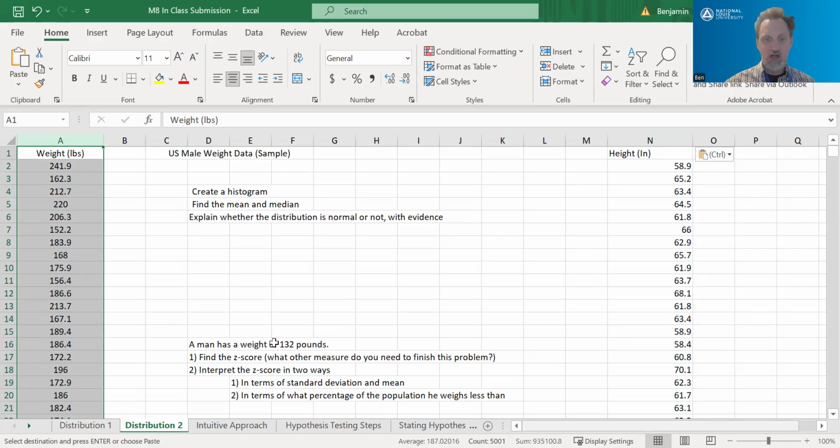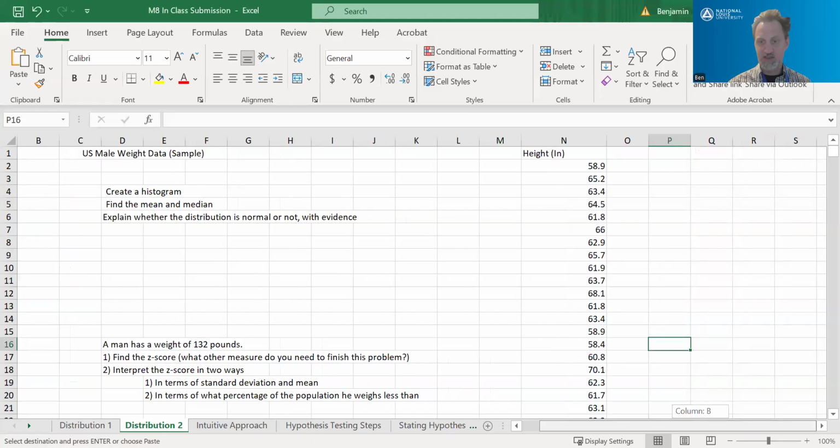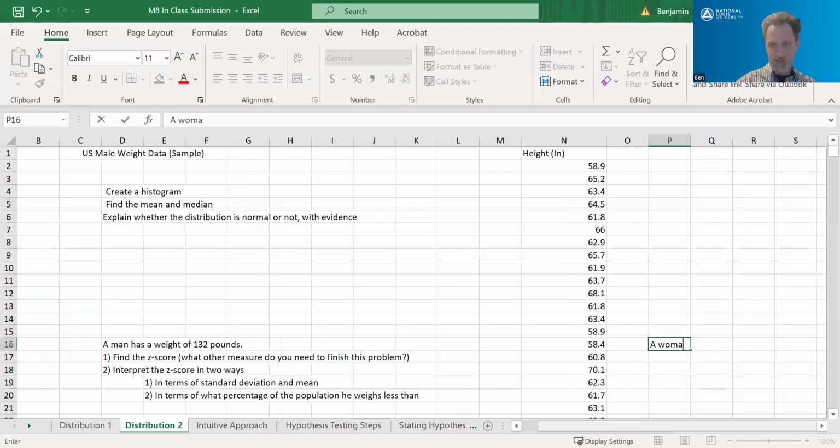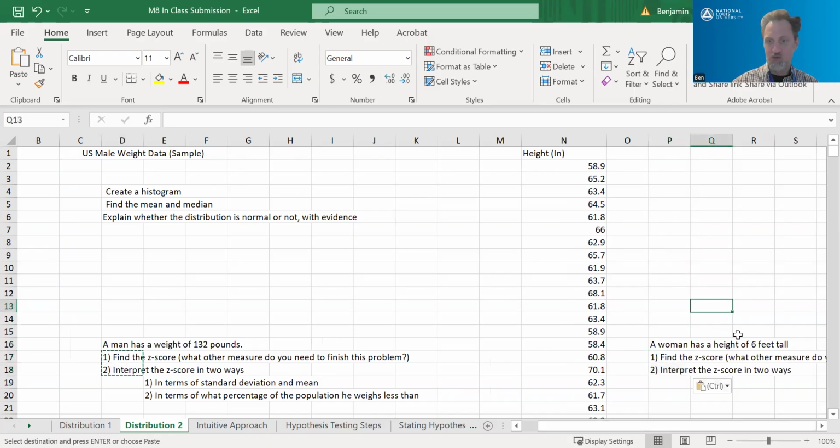Okay, so find the Z-score. And I'm going to do a sort of a parallel problem using the height. So let's say a woman has a height of 6 feet tall. And I want to find the Z-score. I want to interpret the Z-score. And so finding the Z-score, what other measures do we need to finish this problem?